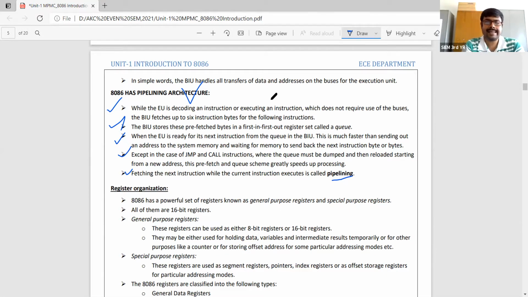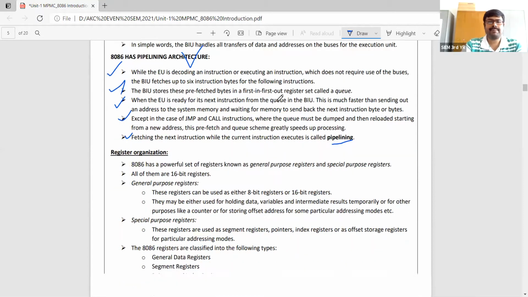Next one, fetching the next instruction while the current instruction executes is called pipelining. So we are following the pipelining architecture. Pipelining means that when we are processing a certain instruction, at the same time the processor is preparing itself for the next upcoming instruction. That is the beauty. That is called pipelining. That will speed up the operation. Obviously, that is the pipeline architecture.